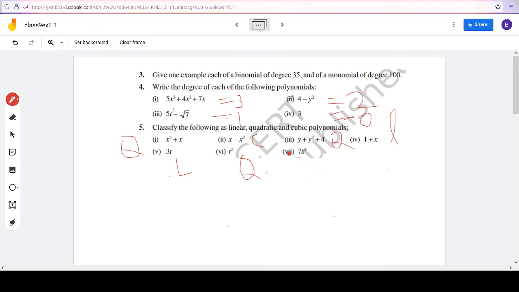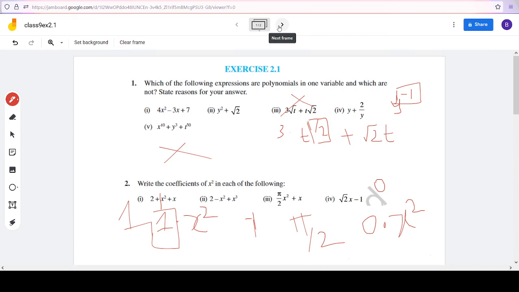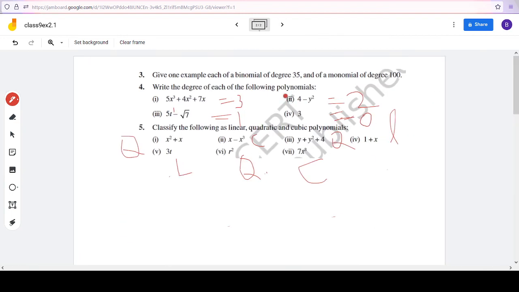7x cube, even though this is a single term, that is, a monomial, is a cubic polynomial since it's x power 3, the degree is 3. So as we have seen, hopefully this exercise would have been a lot of fun to solve rather than a burden or trying to memorize things. Try to enjoy while solving the questions and try to understand and solve, and it will be very simple. Thank you.